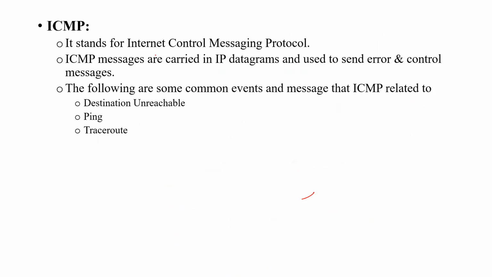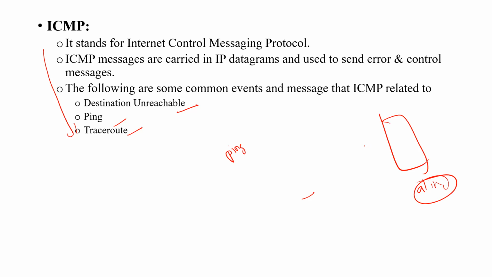So this protocol mainly checks whether a destination is reachable or not, using ping and traceroute. It's ICMP, and it's mainly ping. If you want to check whether any device is alive or not, you use ping.